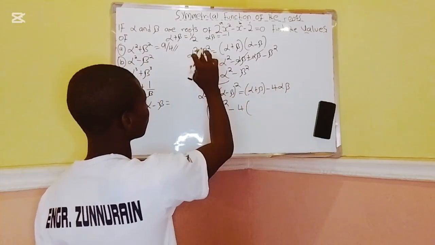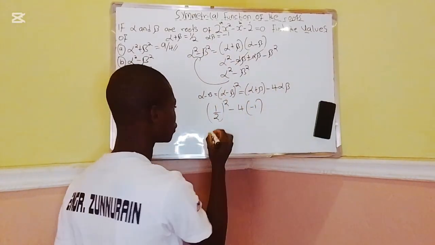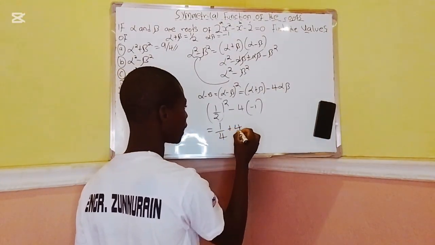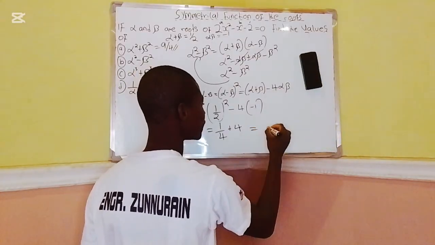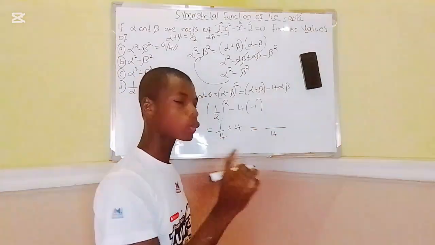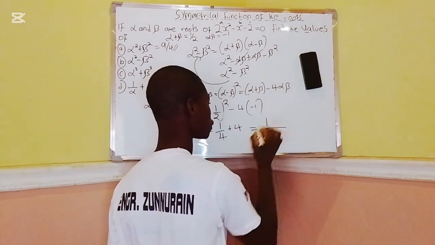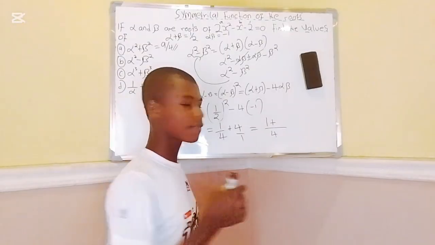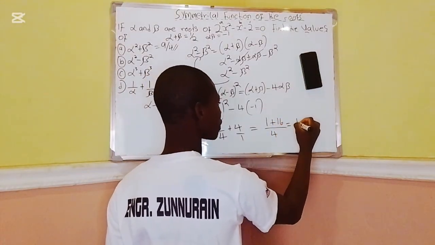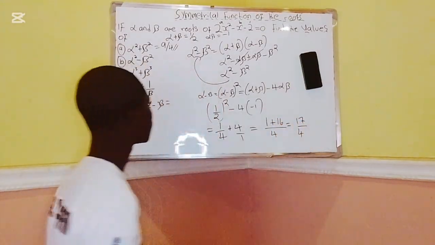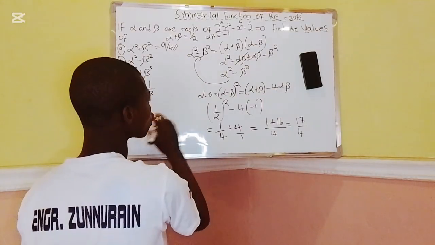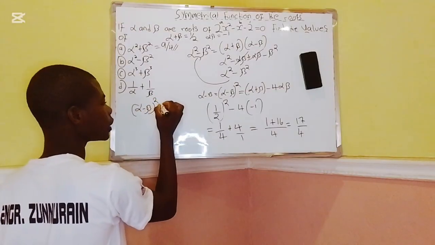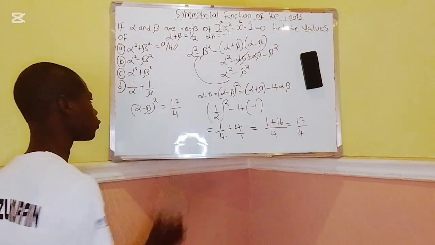What's the value of alpha beta? It is negative 1. So therefore, it will be equal to 1 over 4, and therefore plus the value of 4. So the LCM is 4. 4 into 4 is 1. 1 multiplied by 1 is 1 again. Plus 4 into 1 is 4, and 4 multiplied by 4 is 16. It will be equal to 17 divided by 4. So the value of alpha minus beta squared will be equal to 17 over 4.